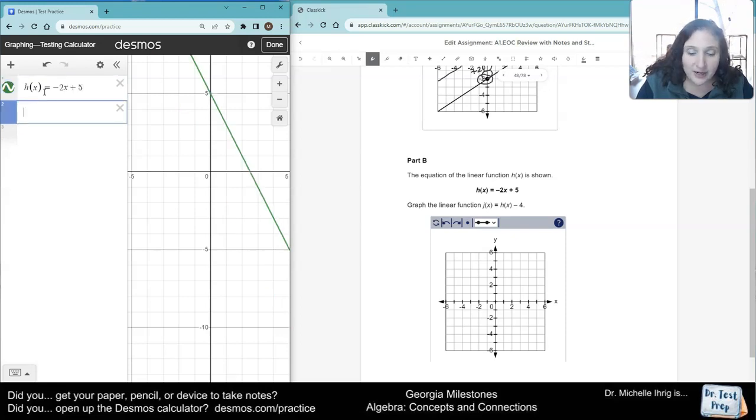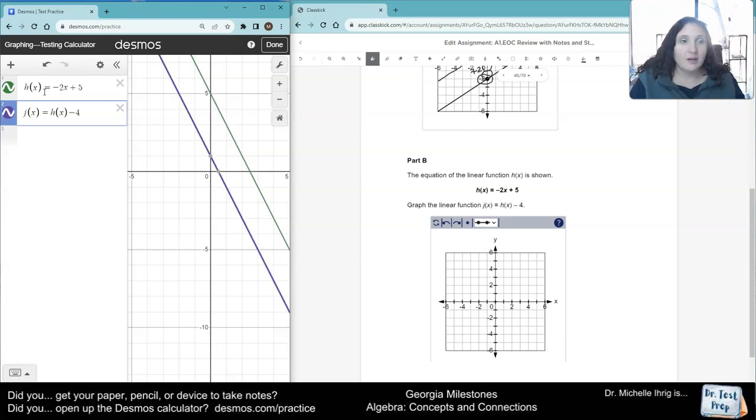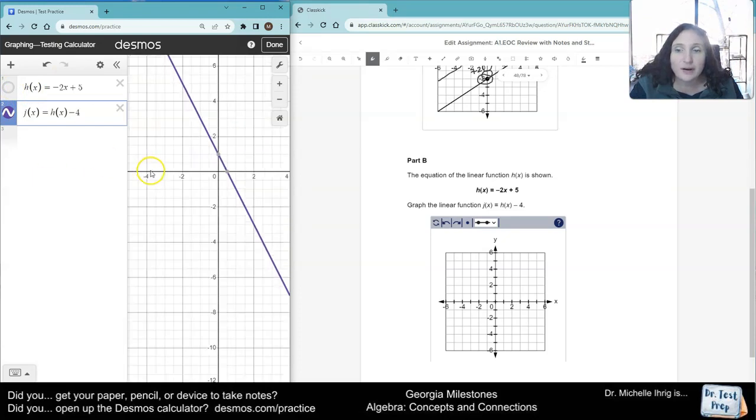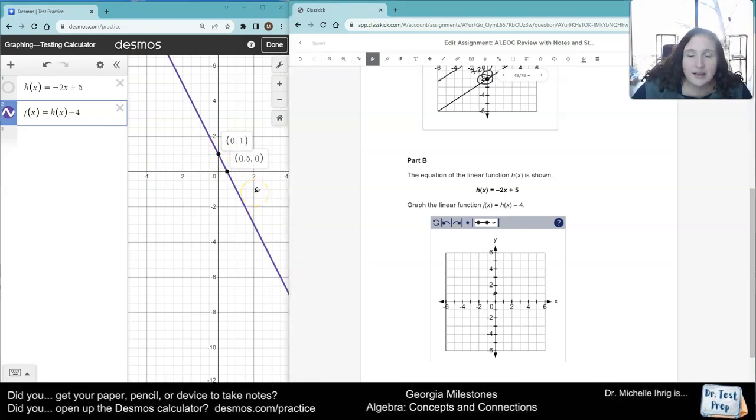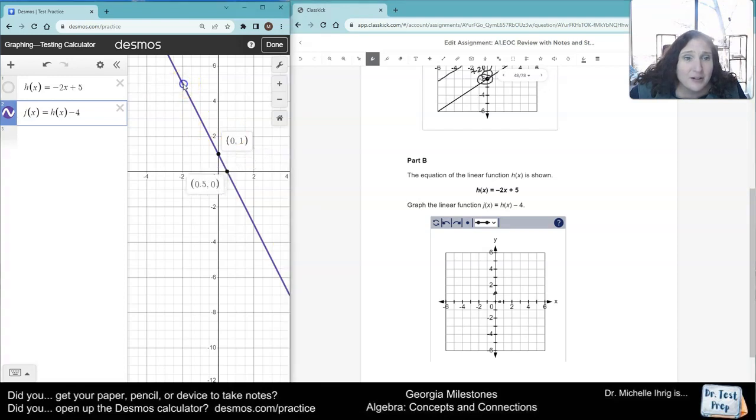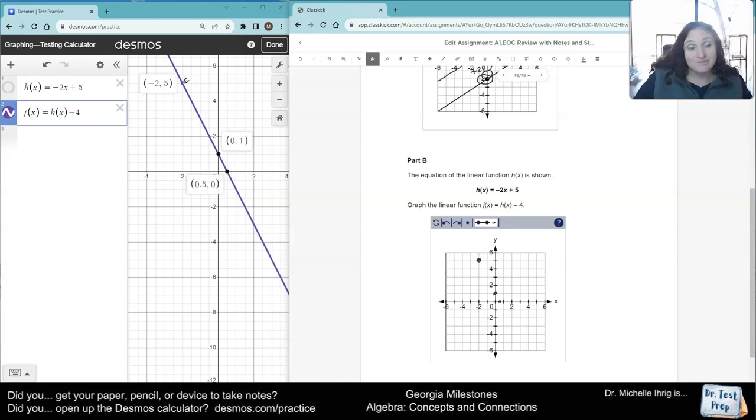Okay, and then it says j of x equals h of x minus 4, and that's the one that we're graphing. So I'm going to turn off the h of x so I don't get confused, and then I'll look at where my important points are. Well, I have an important point at 1, 0, and I have an important point at 0.5, 0, and you could draw from there. Or if I were you, I would just look for where it matches perfectly. Here it matches perfectly at -2.5, so I know I can have a point like this, and I can use those points to draw my line. Simple as that.